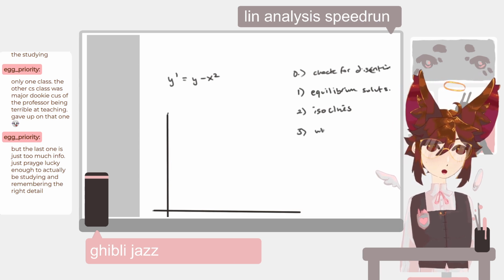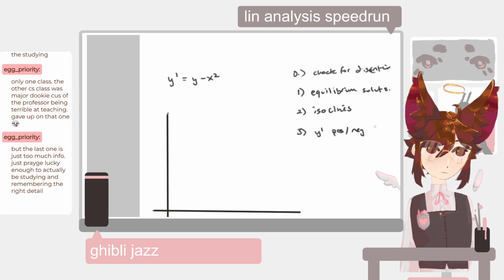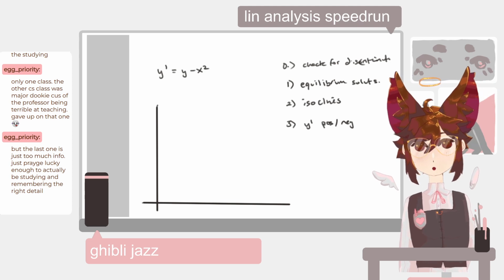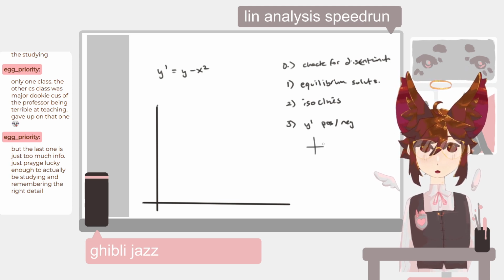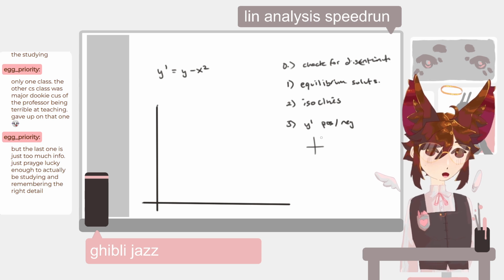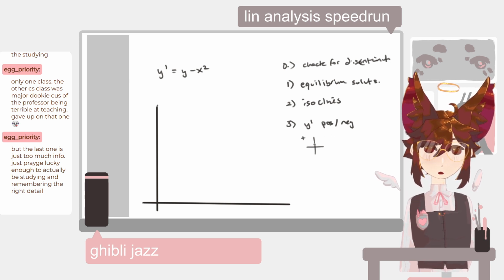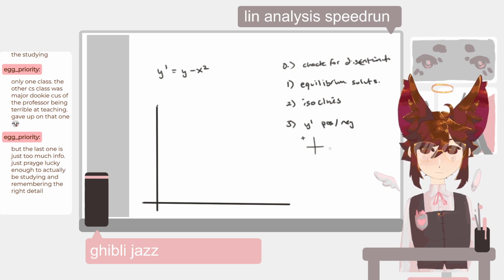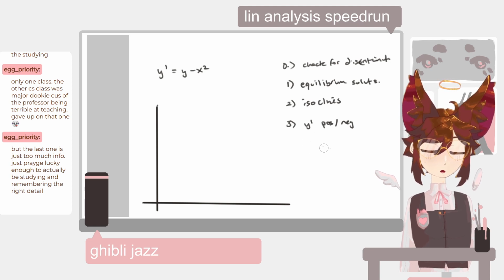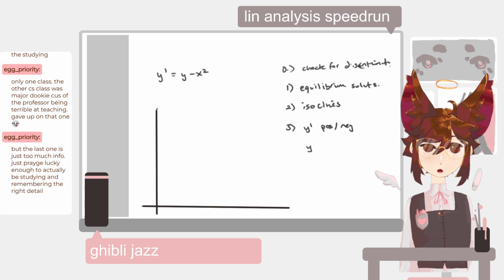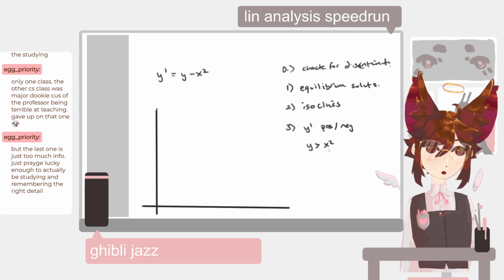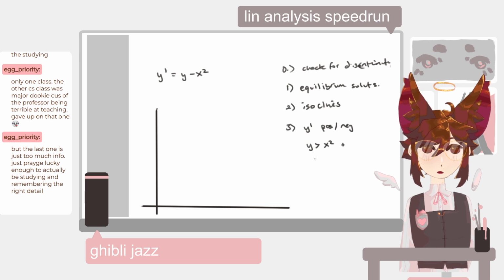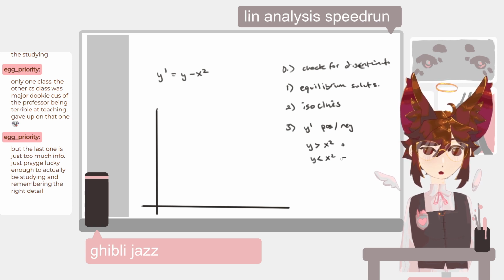We can look at when y prime is positive or negative, right? It's positive if y is positive and x is negative, so over here it's positive. If y is negative and x is negative, wait a second, no. Oh, this is a little interesting. So if y is greater than x squared, then it's going to be positive. But if y is less than x squared, it's going to be negative.